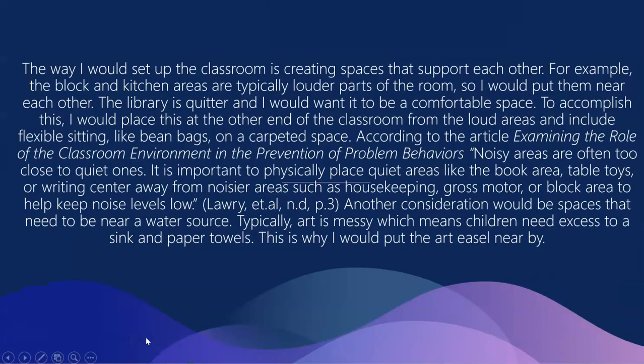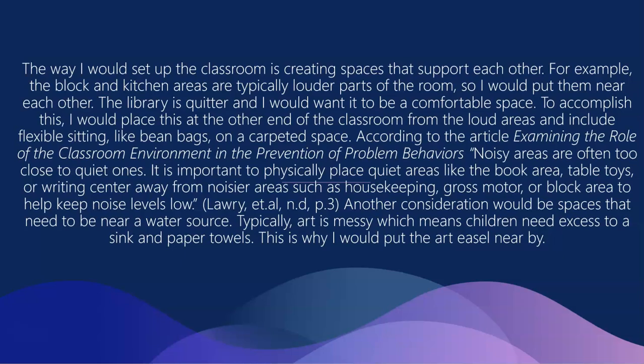The way I would set up a classroom is creating spaces that support each other. For example, the block and kitchen area are typically louder parts of the room, so I would put them near each other. The library is a quieter space, and I would want it to be comfortable. To accomplish this, I would place it at the other end of the classroom from the loud areas and include flexible seating like beanbags on a carpeted space.